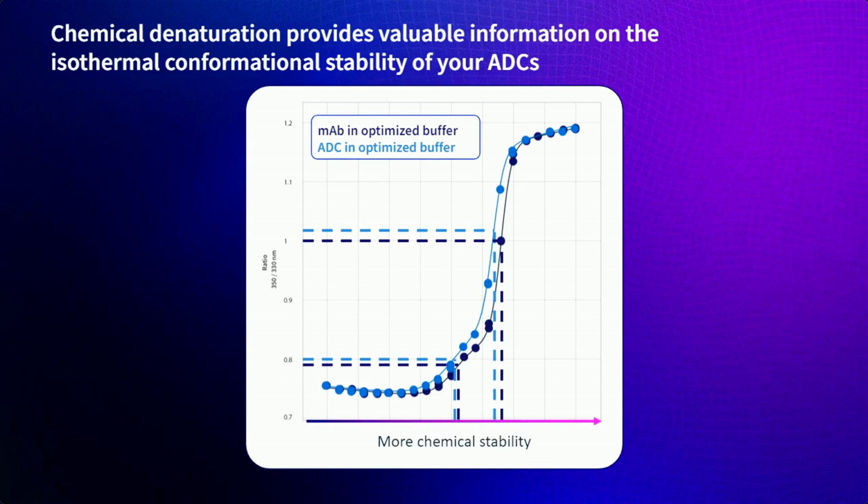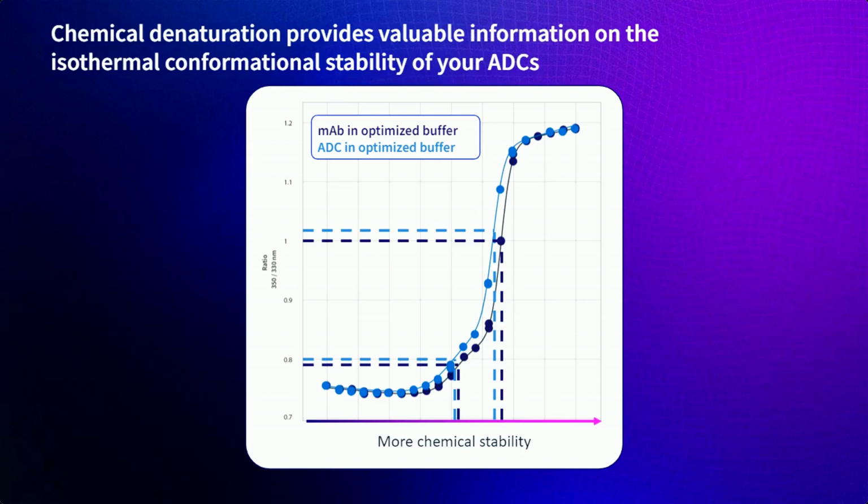So if we compare these values, the first delta G for the ADC is decreased compared to Herceptin alone, and this goes from about 26 to 21 kilojoules per mole. For delta G2, there's a more dramatic decrease from about 81 to 71 kilojoules per mole. This is all to say that if you choose to investigate the chemical stability of your ADCs during development, you want to look for minimal impact to the delta G.